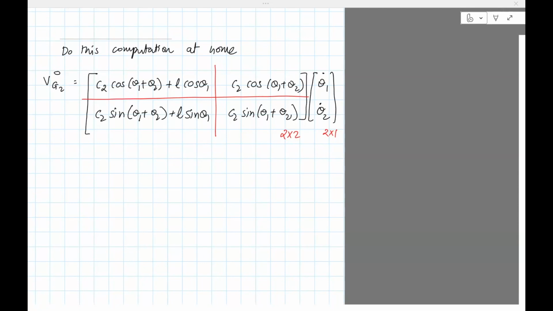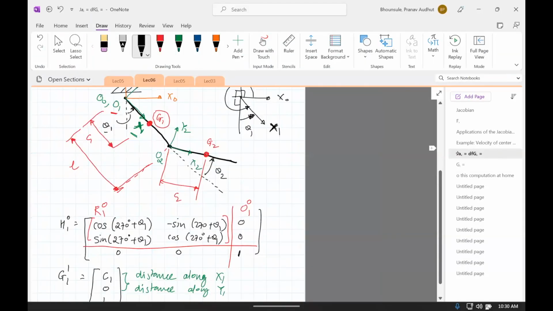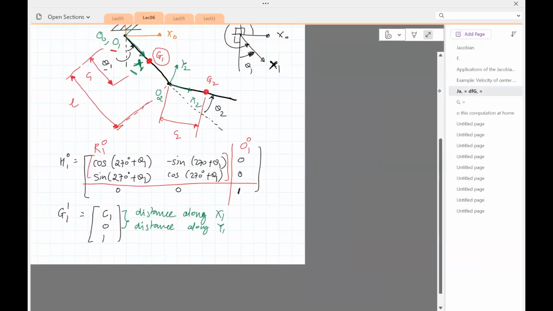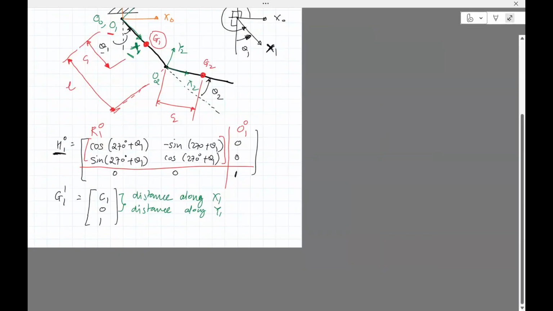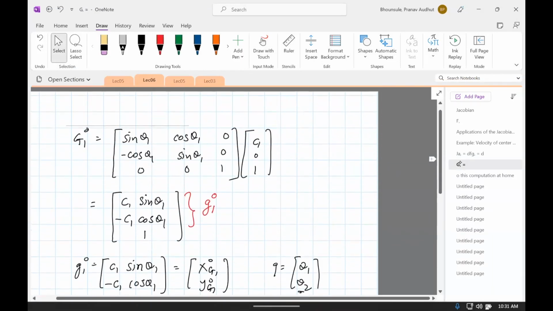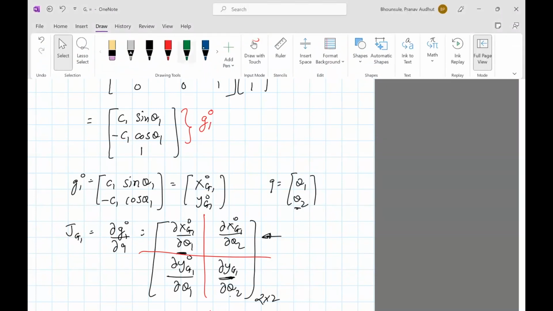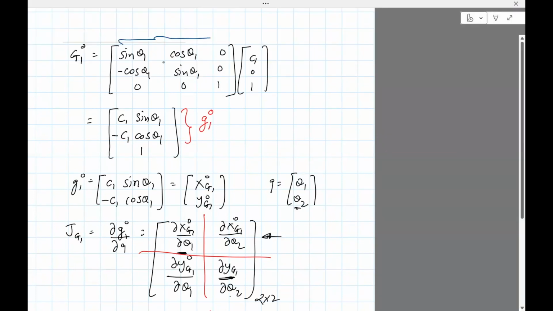Why was H1 0 needed? Yes, sure. Here I've computed H1 0, which is H1 with respect to frame 0. This is H1 0, and this is G1 1. I just did not write it again, but it's needed here.